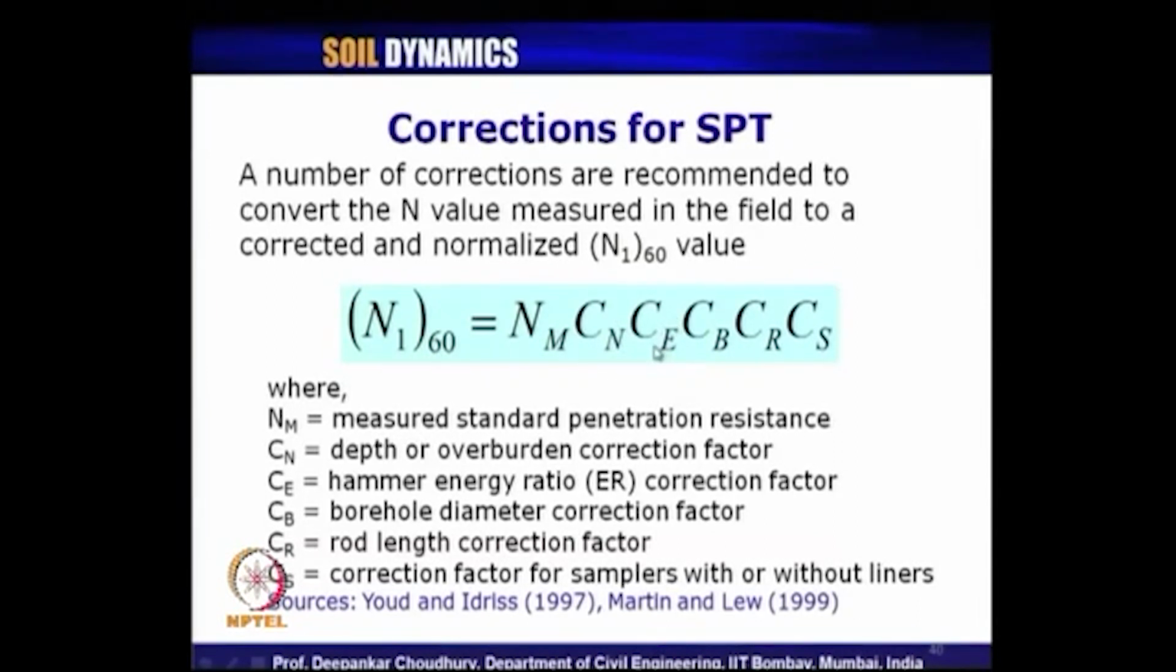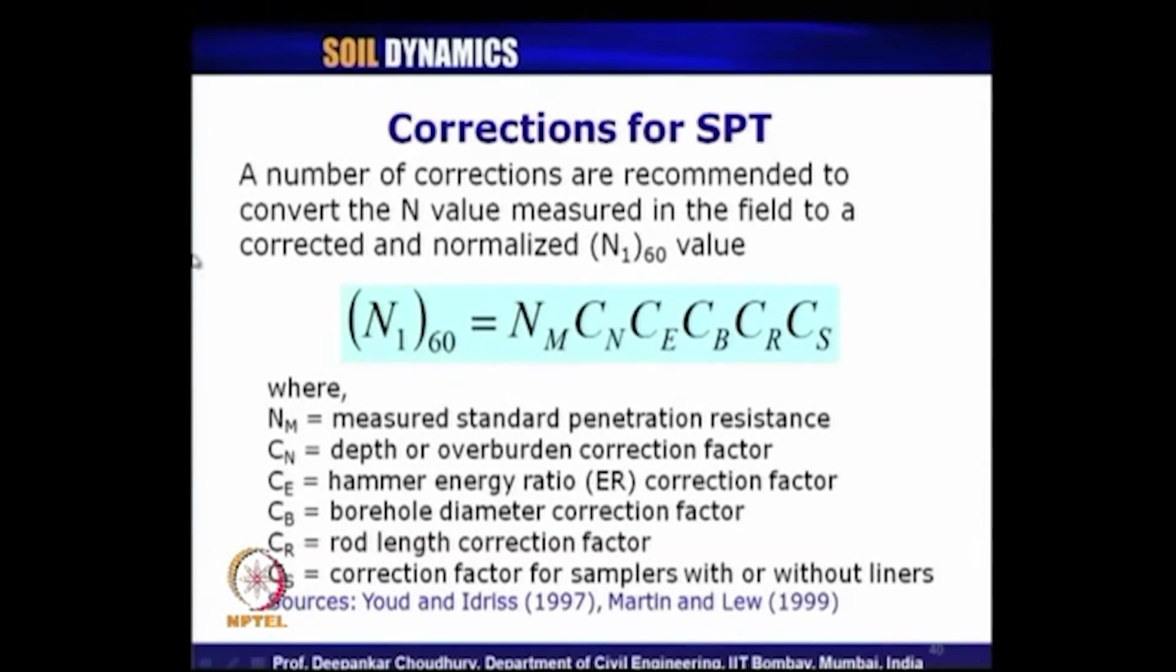Now, why is Ce, the energy correction factor, required? As I said, the number of hammer blows is very important. If you use more blows, then obviously you will get different values of N, and if you use fewer blows, then also you will get different values of N. So, with respect to some standardized value, how much energy you are transferring from your hammer to the rod has to be defined.